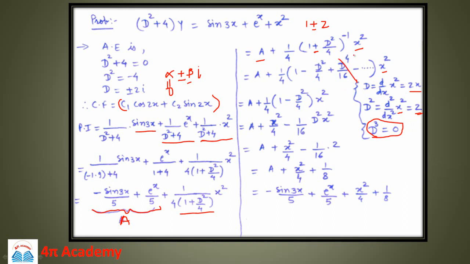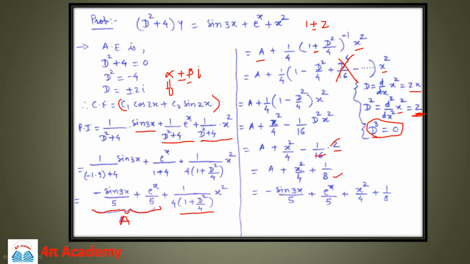So this term there is no need to write in this equation, and hence it will be plus 1 by 4 into 1 minus d square by 4 into x square. So it is plus, this is 1 into x square, so that will be x square by 4 minus 1 by 16, 4 into 4, 16, into D square x square. So this is plus x square by 4 minus 1 by 16, and if I operate this D square on x square, its value is 2. So this 2 will go off with this 16. So here we remain with 1 by 8.